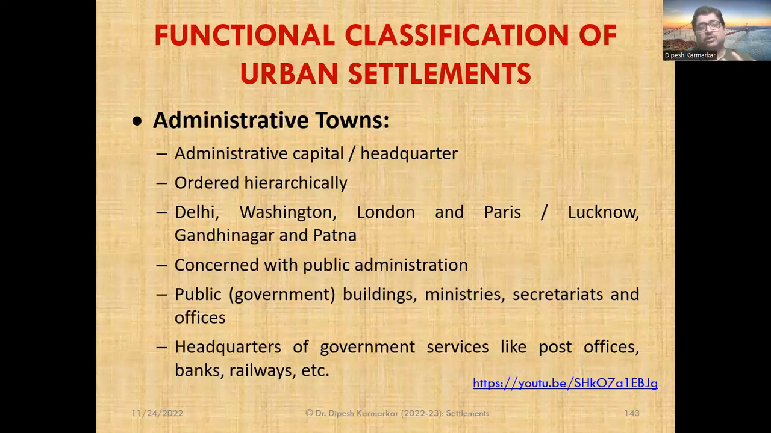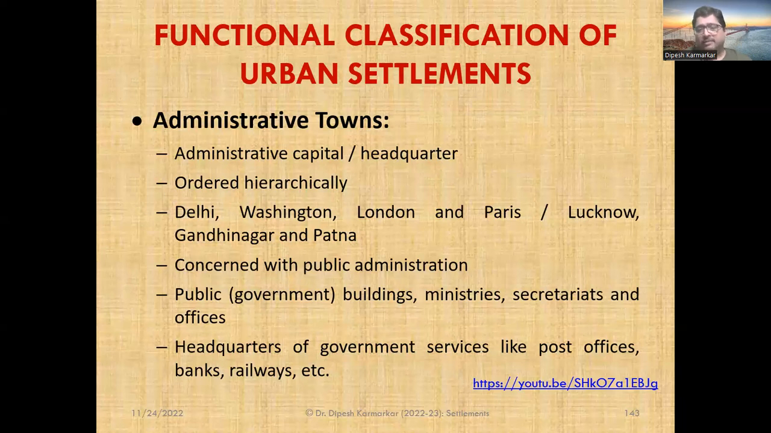Similarly, if we go to a state capital, then we have the offices of different ministries, secretariats, and many other public buildings. So the entire built-up area, the land use, is also such that it is basically concerned with administration or public administration. And because it's the headquarters of a political unit or an administrative unit, we also find the headquarters of the major public services or government services located in such cities, such as the post office, the banks, or the railways, etc.